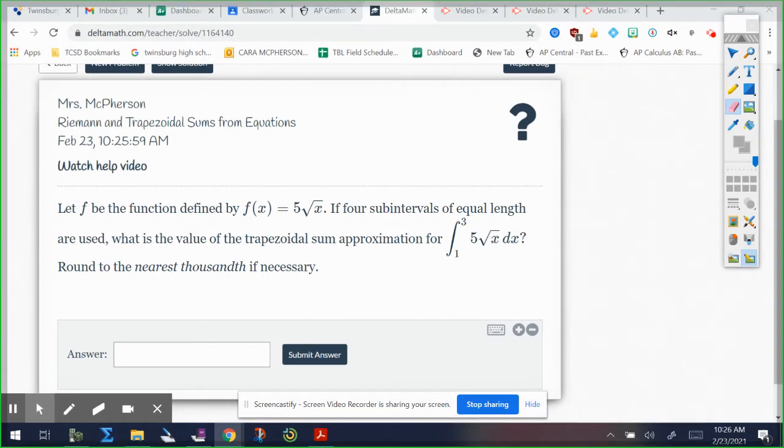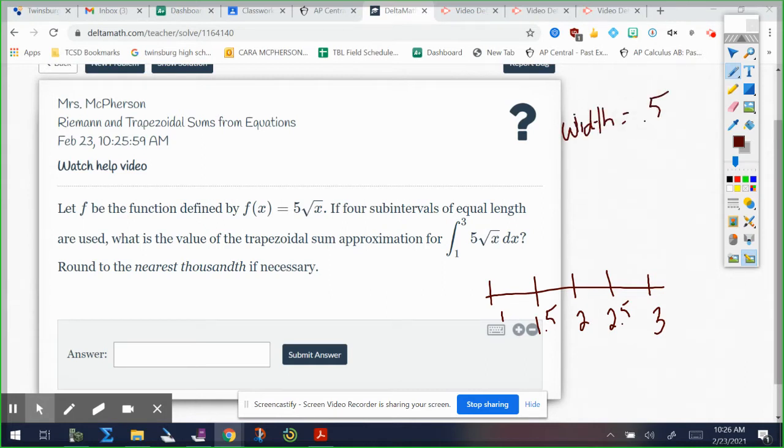I do like to draw a number line. So we're going from 1 to 3, splitting it up into 4 subintervals. That means each one has to be 0.5 wide. So I'm still going to put that somewhere, that my width is 0.5. That actually is going to make up the height of the trapezoid.